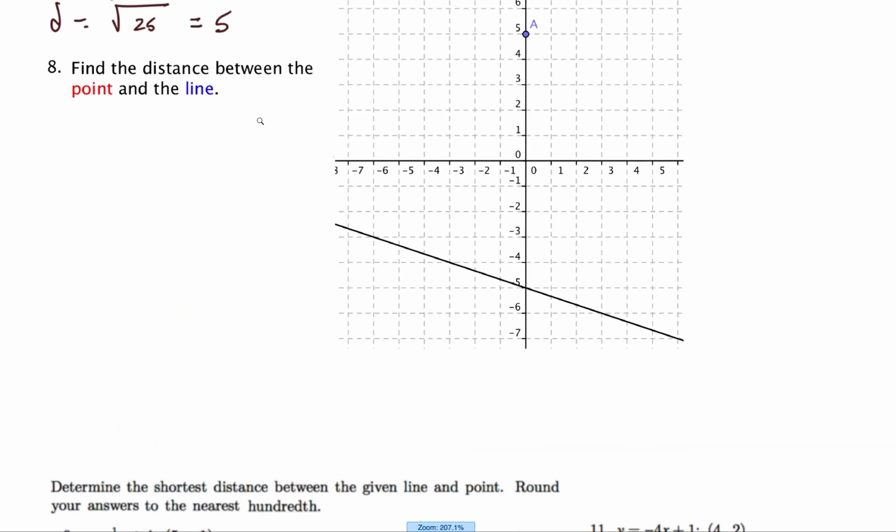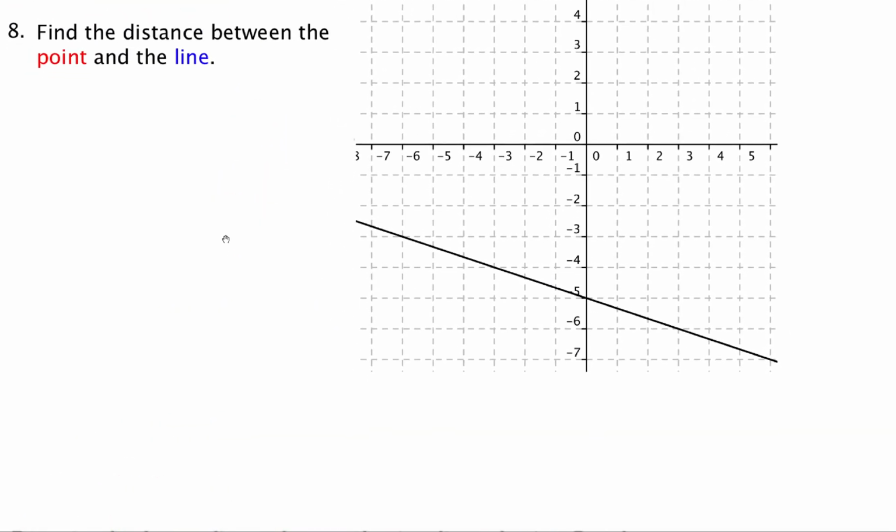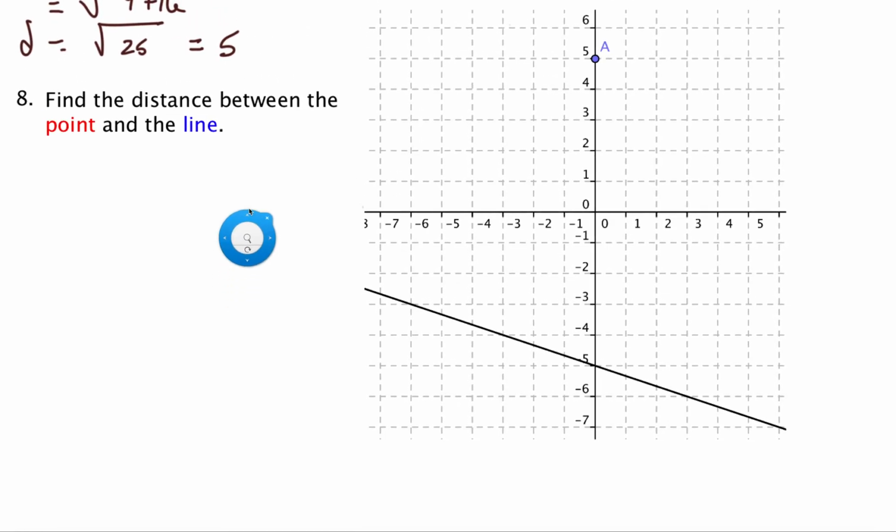Okay, 8. Find the distance between the point and the line. Okay, so the shortest distance from a point and a line is going to be a segment that is perpendicular to the line. So if I put it down here, just think, oh, here's 5 and this line's at -5, and just go, oh, that's 10 units. That's not the shortest distance. So the shortest distance is going to be more of an angle here to make this 90 degrees. If you see right here, this angle here, this is not 90.